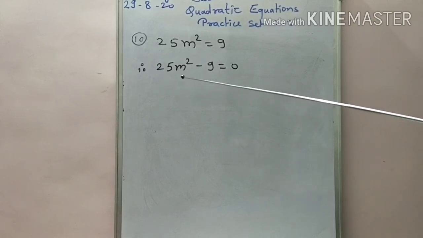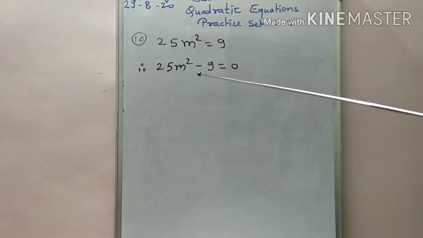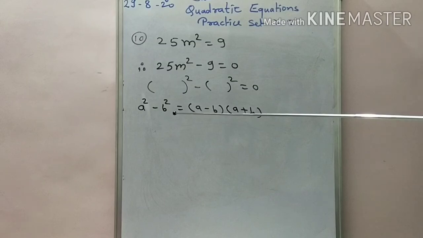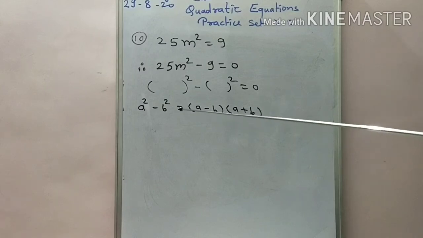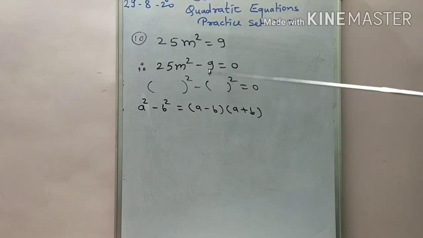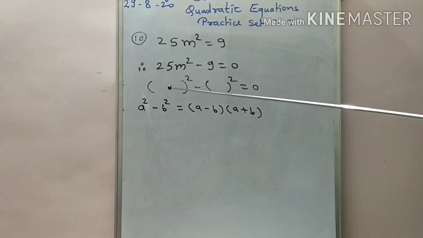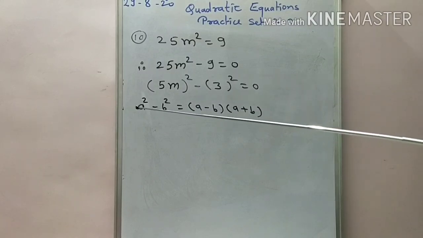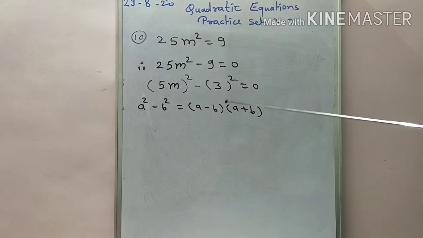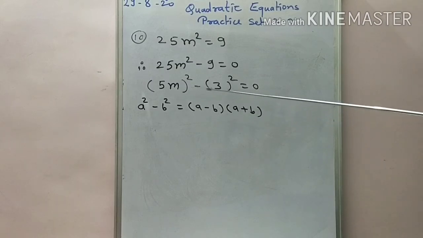But what we observe here, students, is that these two terms are perfect square terms, and subtraction is between them, which means here we have to use an identity. That identity is a square minus b square, and the factors are a minus b, a plus b. So first we have to convert it into its formula. So 25m square we write as (5m) square, and 9 as (3) square, which means the value of a is 5m and b is 3. And using this identity, now we factorize this term.